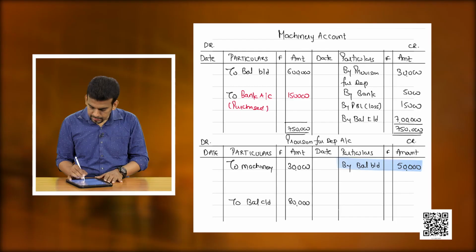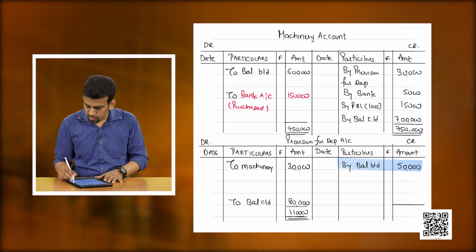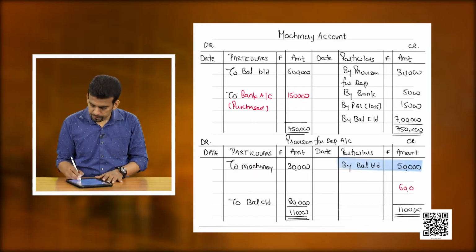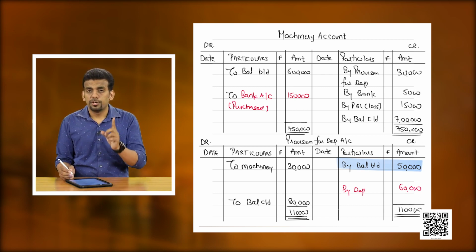Now, it's the turn for balancing the provision for depreciation account. The total of the debit side is 1,10,000. The total of the credit side should also be 1,10,000. So, the balancing figure is 60,000, and this is the depreciation charged during the year, and this is how we make the machine account and provision for depreciation account. And let me tell you what the treatment is going to be for these things.